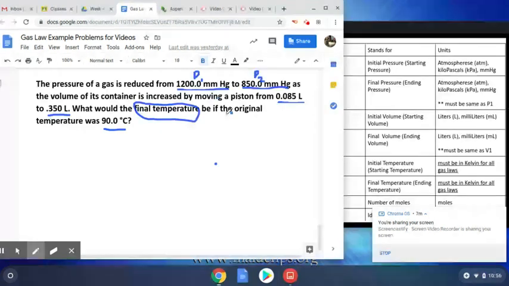And then volume is increased moving from, so if it goes from this one, that's V1, to this one is V2. What is the final temperature if the original was 90 degrees Celsius? So make sure you do your Kelvin conversion. So it's 363 Kelvin.